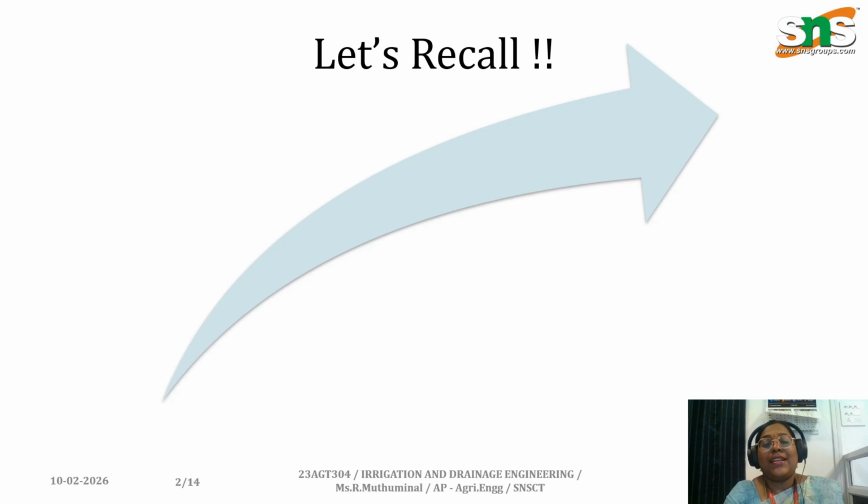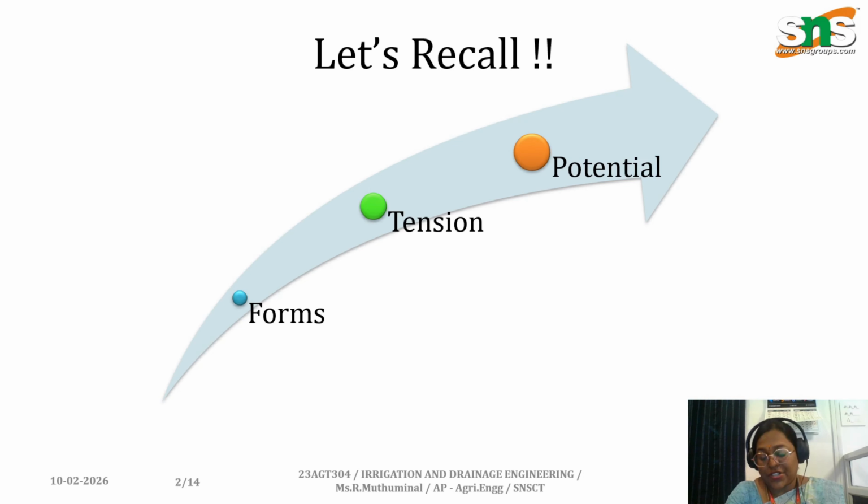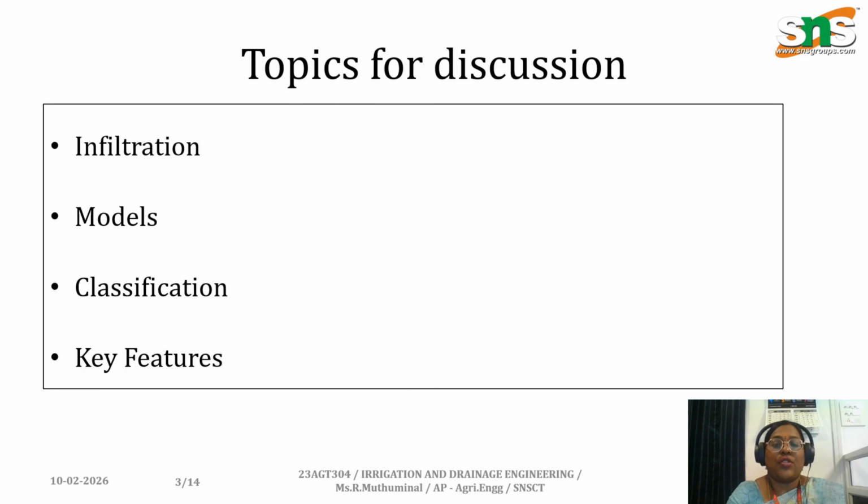Before going into the session, let us have a small recap of what we have seen in the previous lecture series. We have seen what the soil moisture forms are, what soil water tension is, and what soil water potential is. As we all know, every soil particle has a capacity to absorb water, and with the help of cohesion and adhesion forces it will transfer the water from upwards to downwards, that is, from upstream to downstream. So today we'll see how this happens with the help of infiltration models.